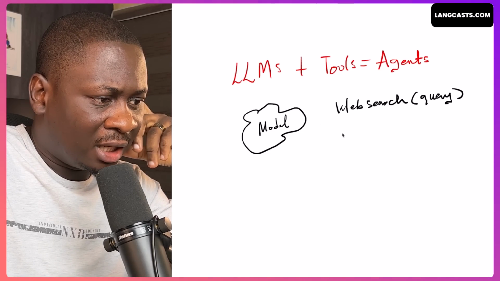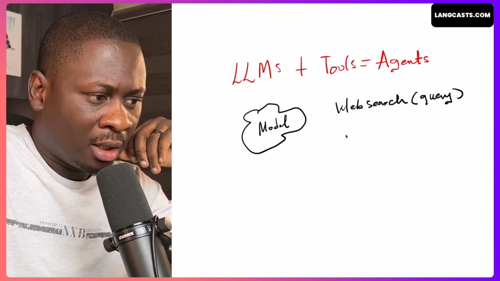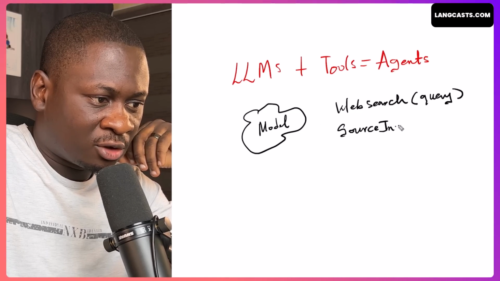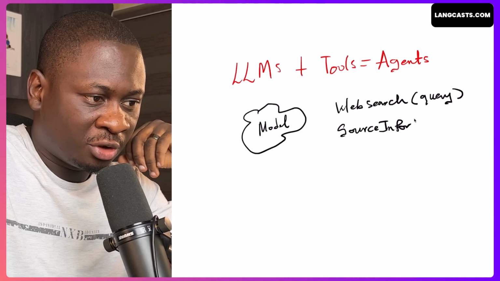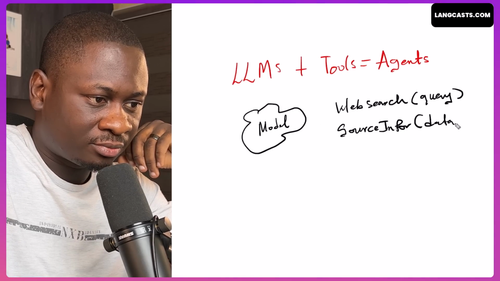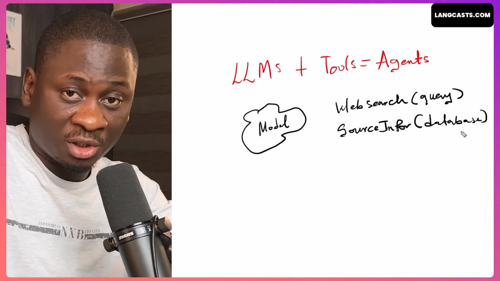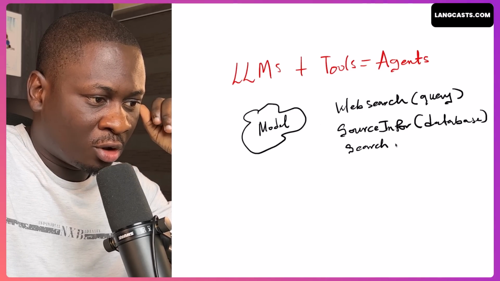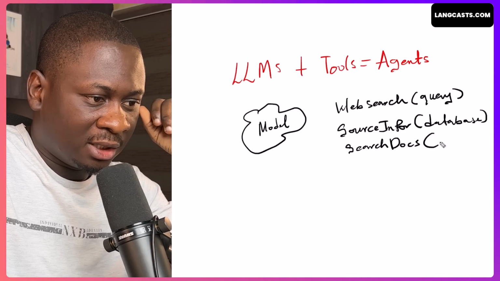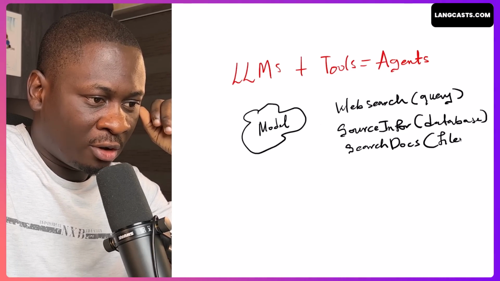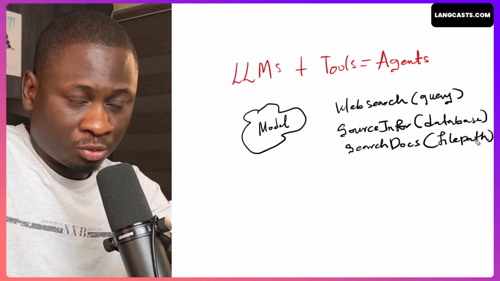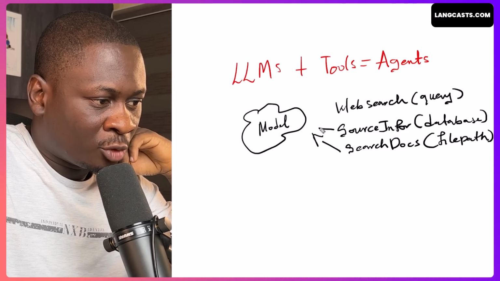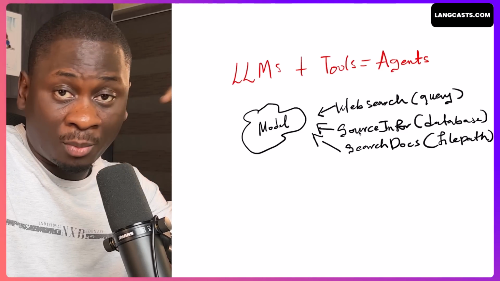We also give it a tool that can source information from a particular repository. So maybe we give it a database, so you can perform queries on a database. Or a tool called search docs, and we're going to give it a file or a file path. So we have these different tools and we give them to our model. We bind them, as you will see later, to our model.